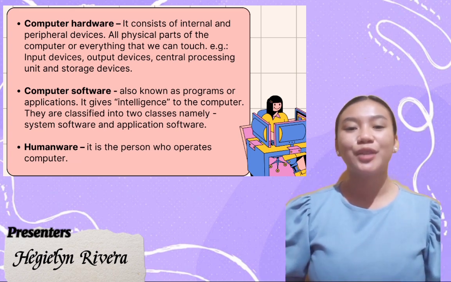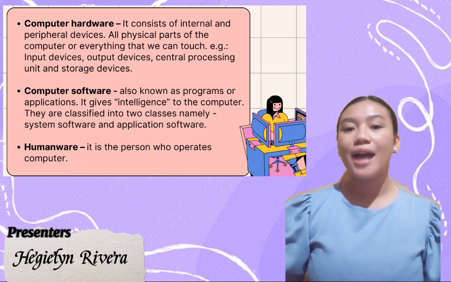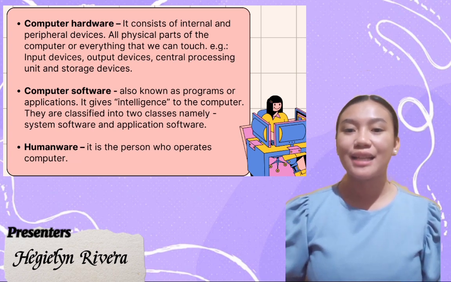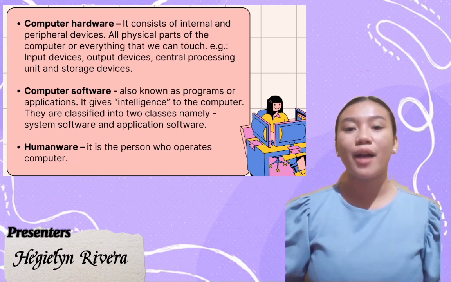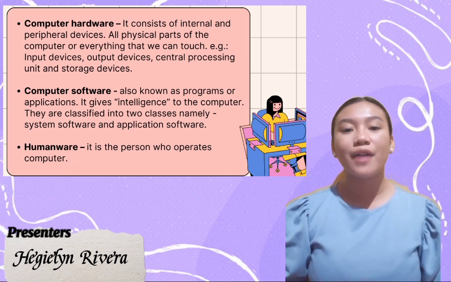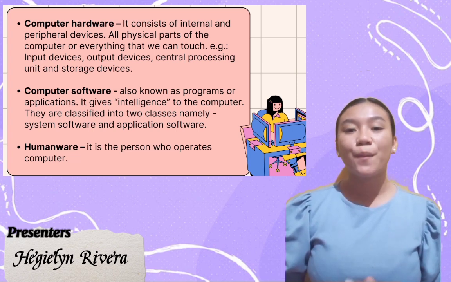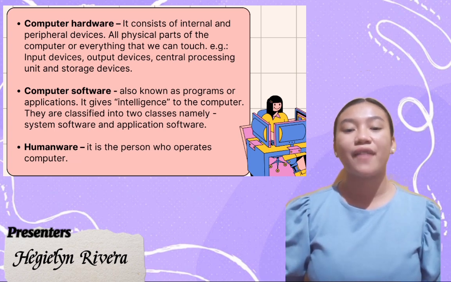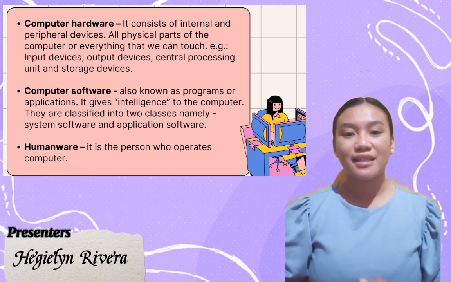So, let's move to the computer software. Ano nga ba kapag sinabi nating software? Okay, ito ay mga programa at sistema sa isang hardware device na nagsasabi kung ano ang gagawin. Okay, ito yung mga program na hindi natin mahawakan dahil ito yung mga program o di kaya sistema. Computer software is classified into two classes, the system software and application software.